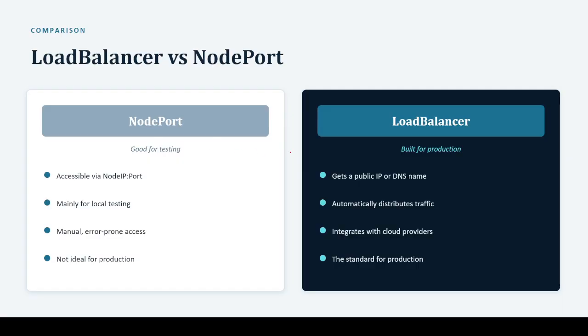So now let's quickly see the difference between these two. NodePort is basically good for testing, obviously, and is accessible by Node IP and port, mainly for local testing and manual, error-prone access, and not ideal for production, obviously. With a load balancer, we basically get a public IP or DNS name, and it automatically distributes traffic, integrates with cloud providers, and is the standard for production, obviously.